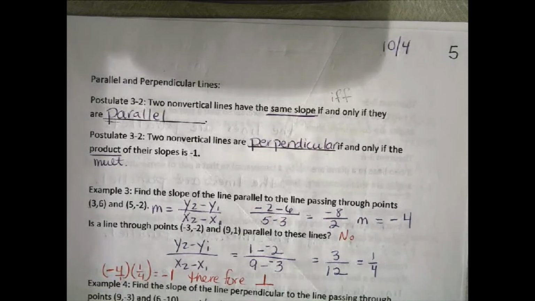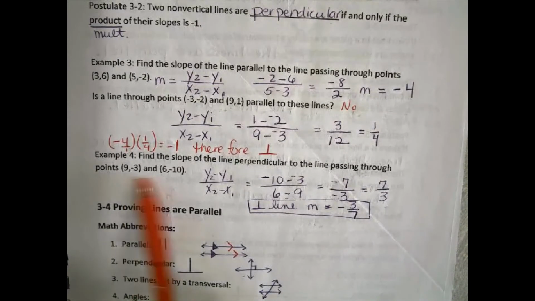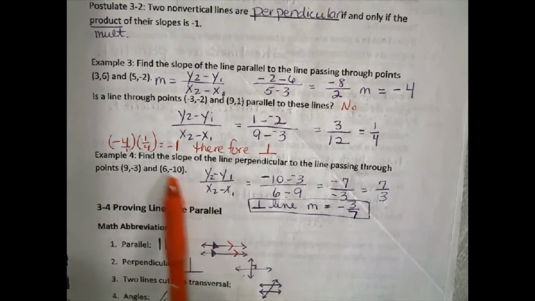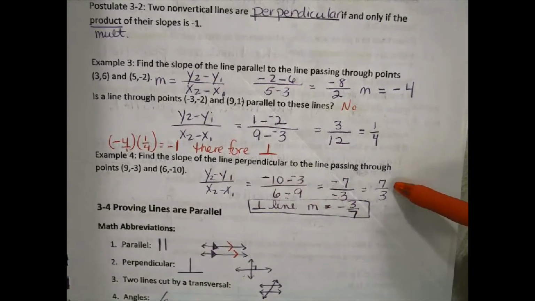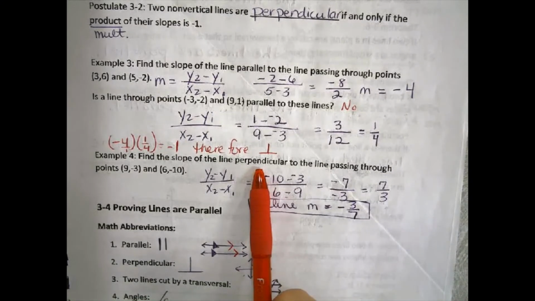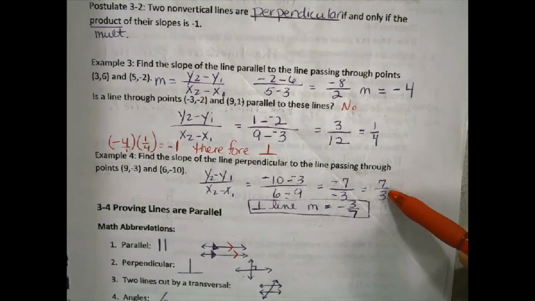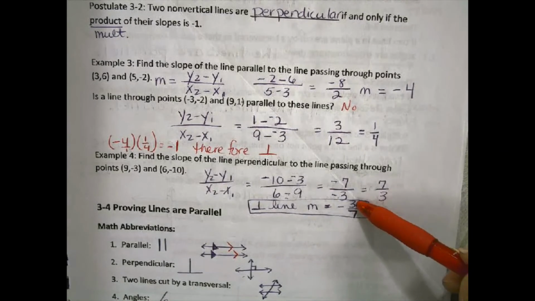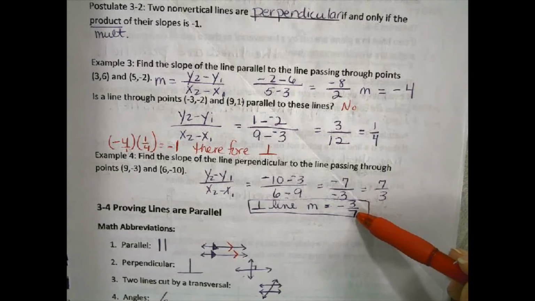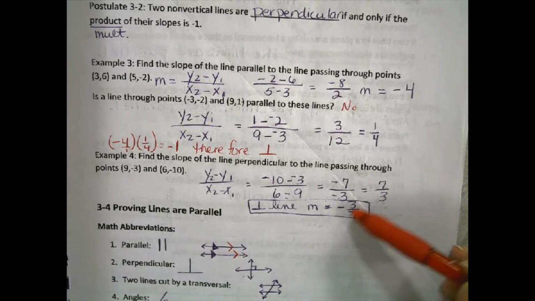In order to find the slope of a line perpendicular to another line that passes through two given points, as we're doing here in example 4, I'm going to use the slope formula with the 2 points that I'm given. I figure out that my slope is 7/3. Because I want the line that's perpendicular, I need to find the negative reciprocal. That means I'm going to start with 7/3. I flip the fraction to get the reciprocal 3/7, and I take the opposite sign. Since the original slope was positive, this one becomes negative, and I have a perpendicular line with a slope of -3/7.